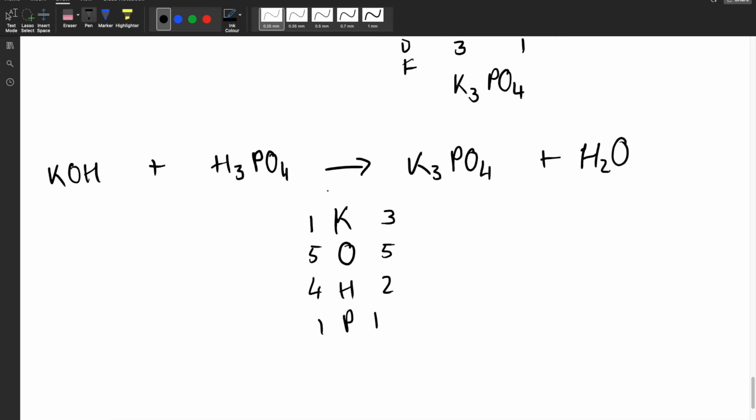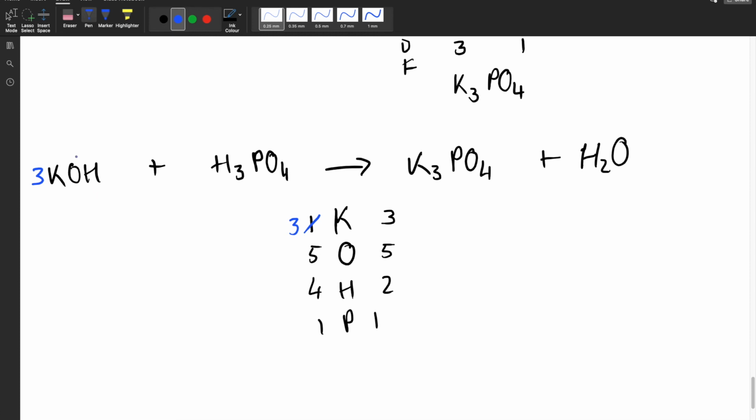Our potassium, we have 1 on this left side and 3 on that side, so we're going to need to put a 3 in front of this because that's the only compound that has potassium in it, and we need 3 more of it. That changes that to be a 3. It also changes our values for oxygen and for our hydrogen though.